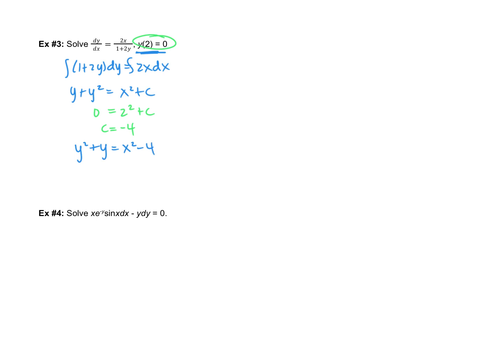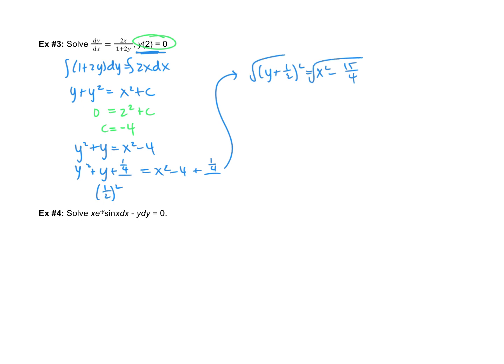Okay, so at this point we can certainly solve for y. It's going to involve completing the square. So I'm going to have to complete the square for y. So if I take that 1 divided by 2 and square it, I'm going to have to add 1/4 to both sides. So when I do that, I get (y + 1/2) quantity squared is equal to x squared - 15 over 4. Take a square root. We get y + 1/2 is equal to plus or minus the square root of x squared - 15 over 4.